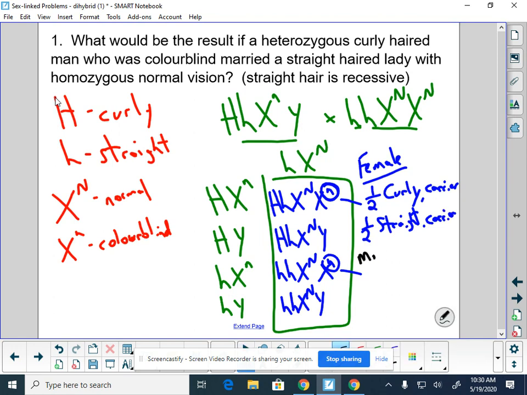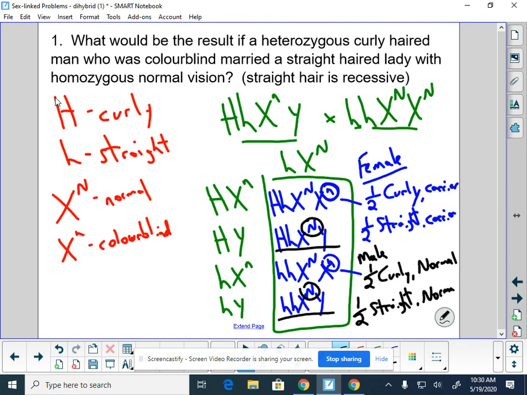So now for the males, there's 2 possible males. One there, one there. The first male has a big H, little h, so he is 1 out of 2 curly-haired, and he's normal visioned. He's got the big N, showing that he's normal vision. The other male, so 1 out of 2 possible males, has straight hair, and he's got just the big N, so he has normal vision. There we go, question number 1.